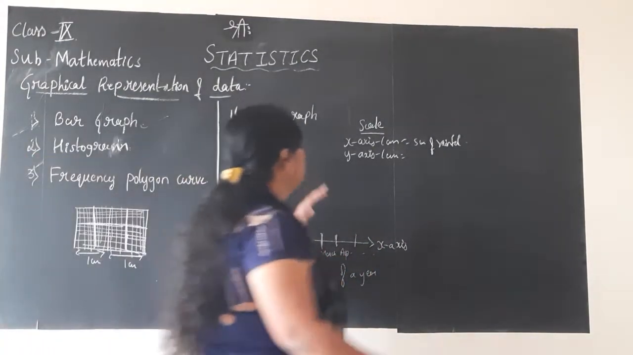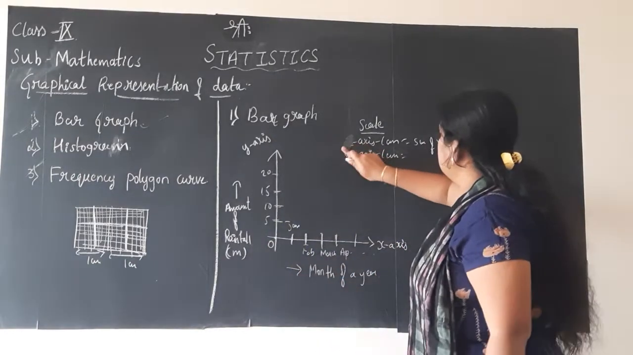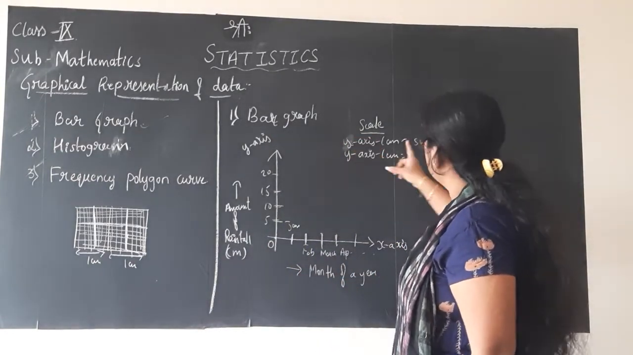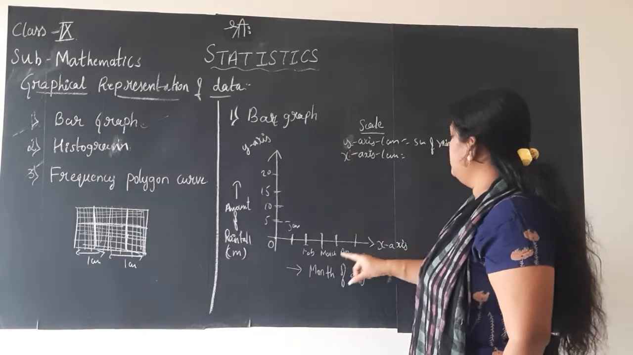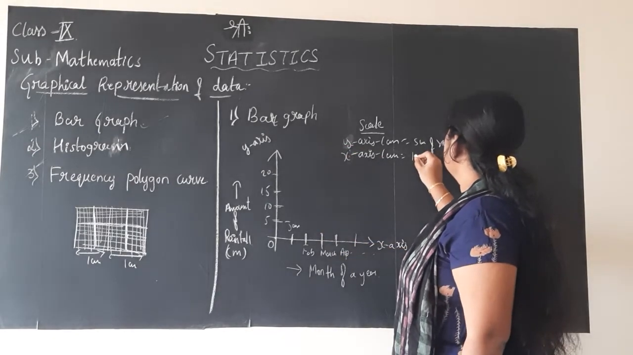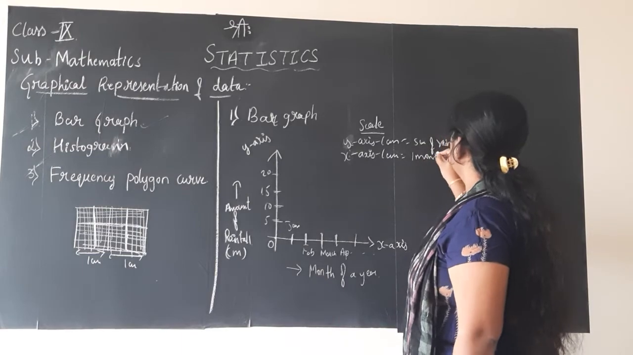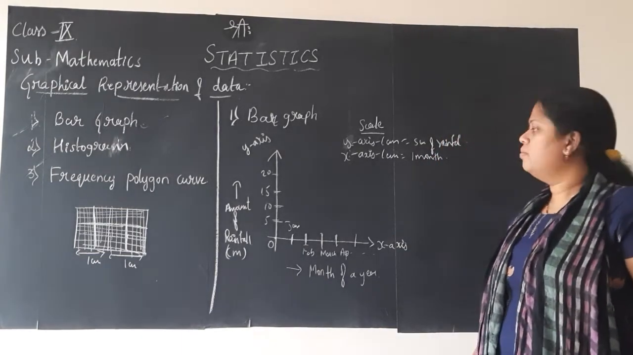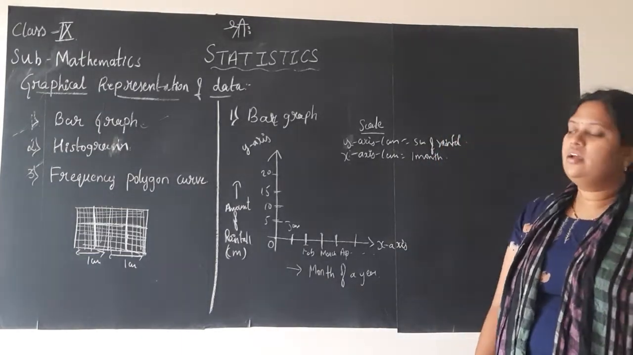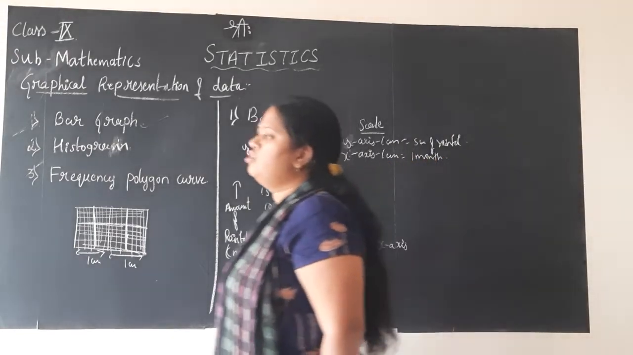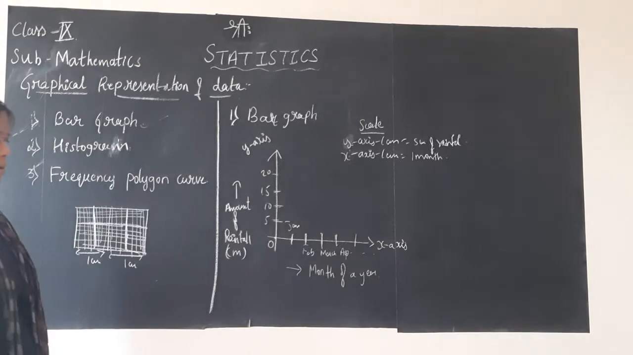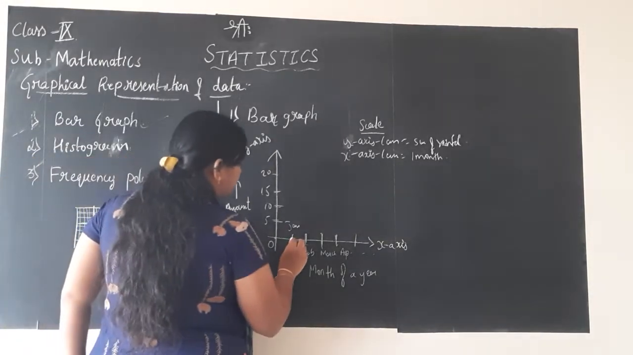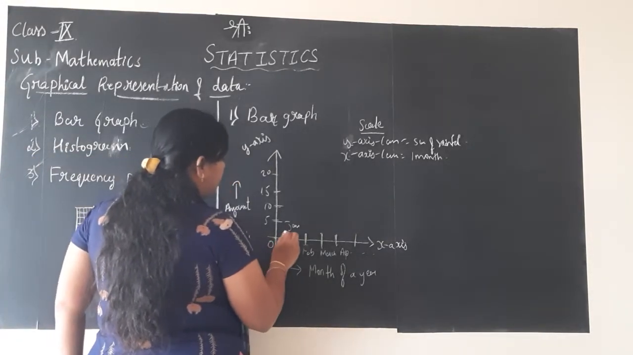Oh, I am sorry. This is y-axis, children. Y-axis 1 centimeter is 5 centimeters of rainfall. X-axis 1 centimeter is equal to 1 month. Like this you will choose the scale. Say suppose in the month of January there was rainfall of 5 centimeters. So, January, from 0 to January you will leave.